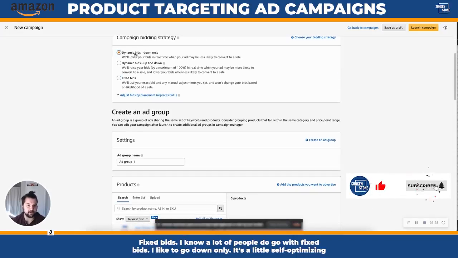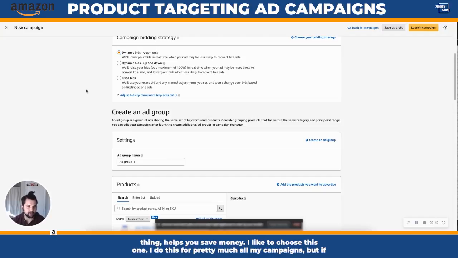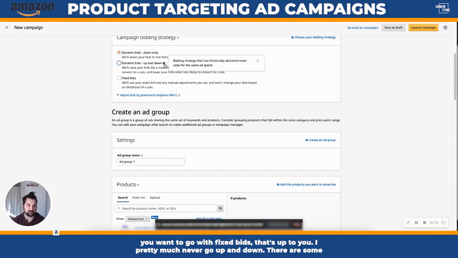Fixed bids, I know a lot of people do go with fixed bids. I like to go down only. It's a little self-optimizing thing. Helps you save money. So I like to choose this one. I do this for pretty much all my campaigns, but if you want to go fixed bids, that's up to you. I pretty much never go up and down.